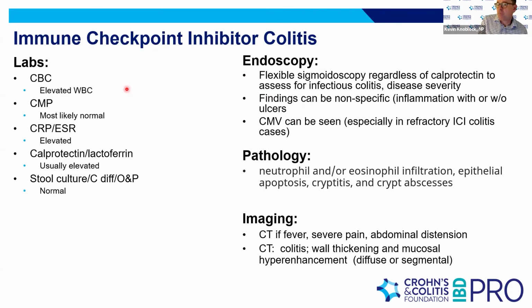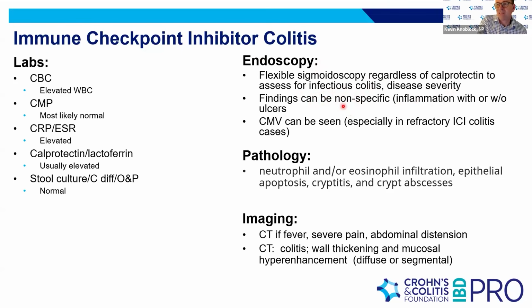The CMP, maybe I should edit that. If they're profusely having diarrhea, there could be some signs of dehydration there. The CRP again, elevated calprotectin, usually quite elevated. Stool culture should be normal unless they have some underlying infection because of being immunocompromised from other oncologic treatment. So the flex sig, as I had mentioned, regardless of calprotectin, they really need to look at the severity of what's going on. Can they continue treatment? Do they need to stop it or whatnot?